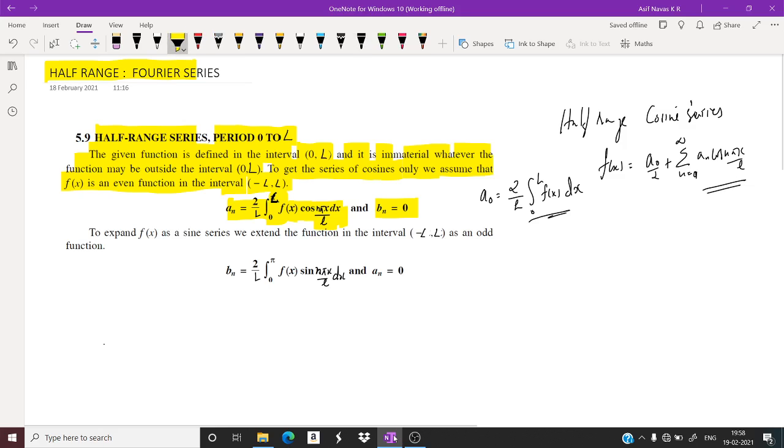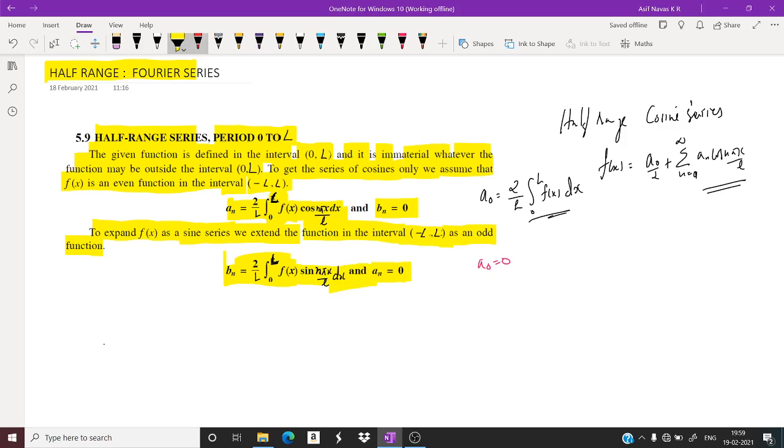Now, in order to expand f of x as a Fourier sine series, we extend the function in the interval 0 to L to minus L to L as an odd function. So we will extend that interval into an odd function. Then a_n is equal to 0, and a naught must be equal to 0, and b_n is equal to 2 by L integral 0 to L f of x sin n pi x by L dx.